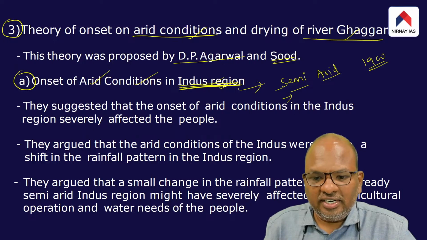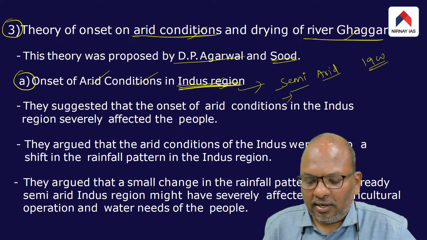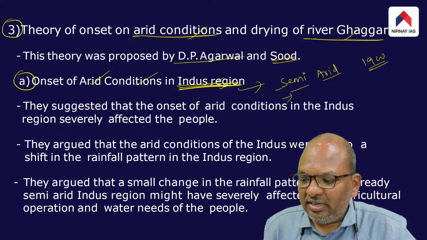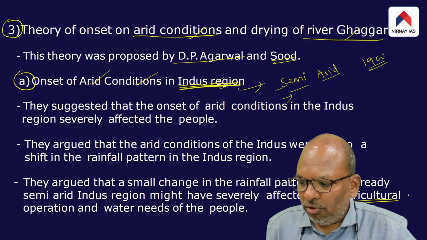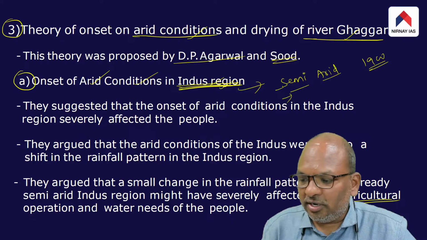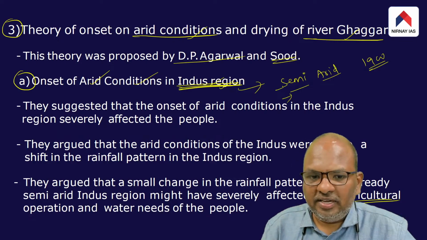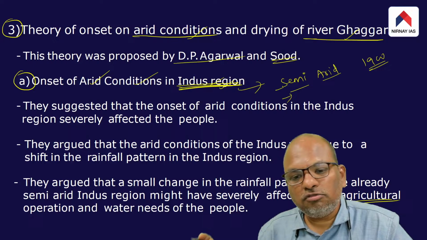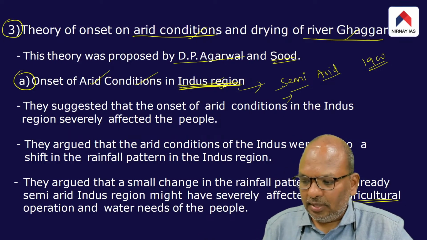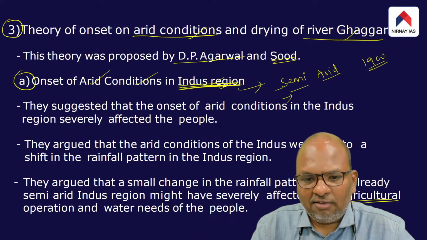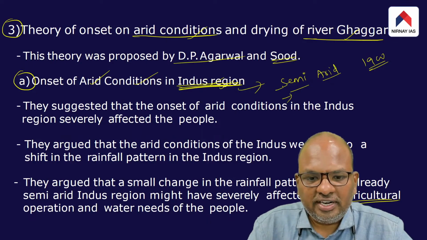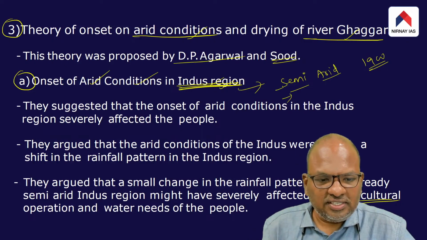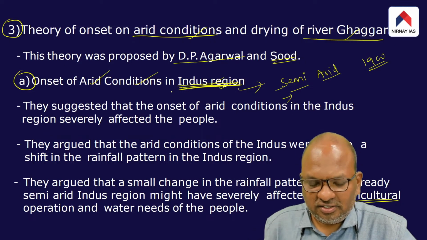So, when the region itself became arid, it began to severely affect the agricultural operations. Because their agricultural operations got severely affected, people began to desert that area and move to other parts of the subcontinent. So basically, D.P. Agarwal and Sood came up with two sets of reasons to explain the decline of Indus Valley civilization. One reason is the onset of arid conditions.